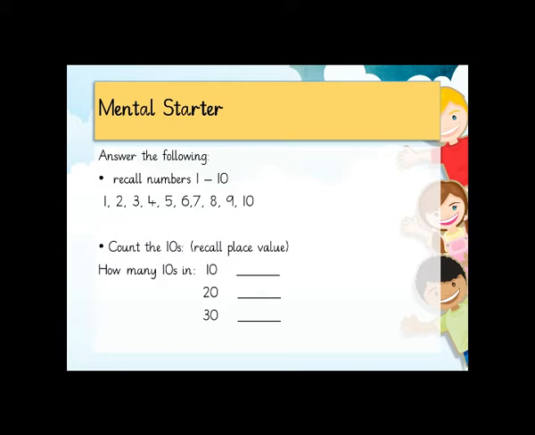How many tens in 20? What comes at the units place and what comes at the tens place? 0 at the unit place and 2 at the tens place. So there are 2 tens. In the same way in 30, yes, there are 3 tens. Good.